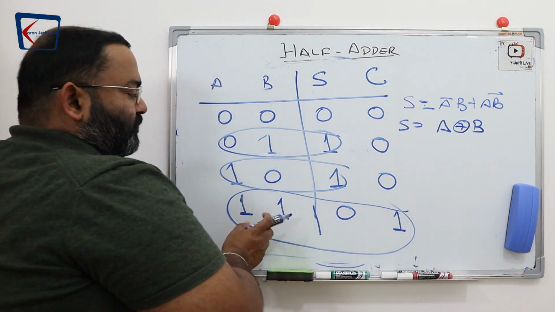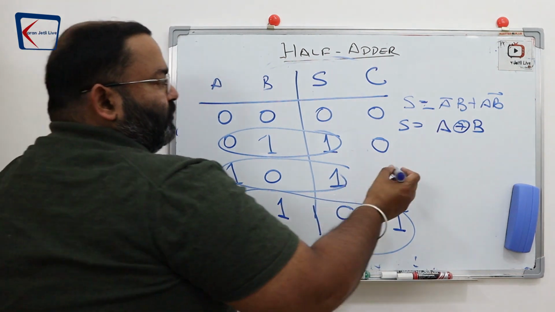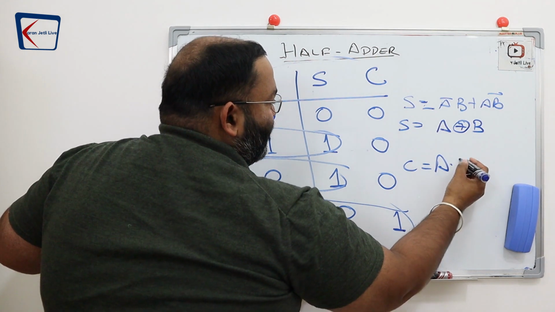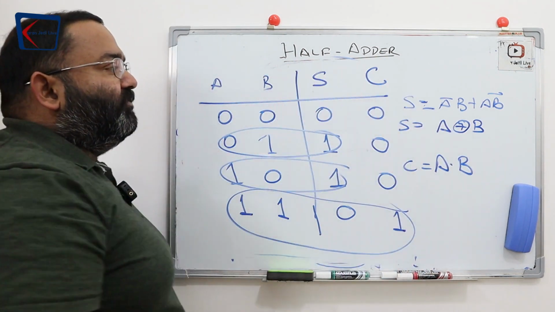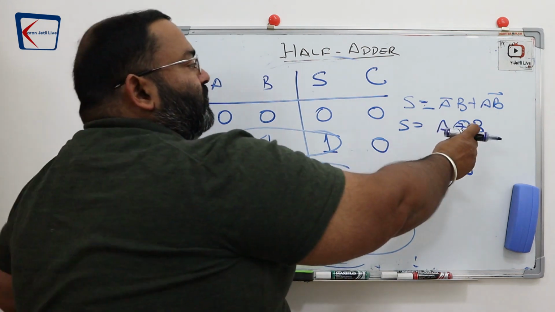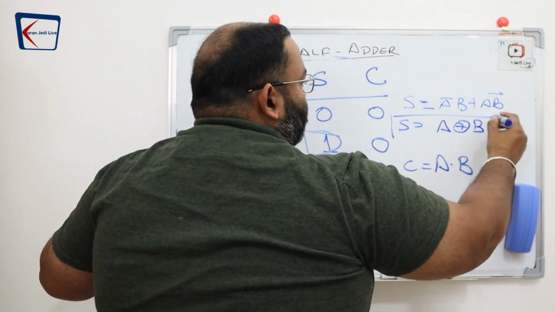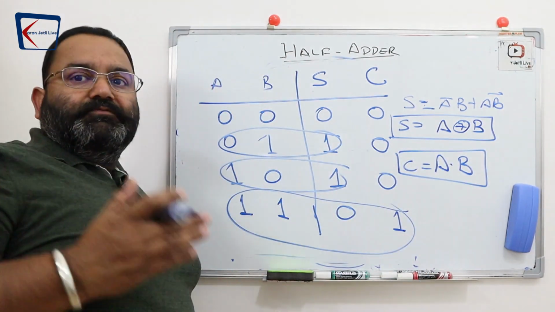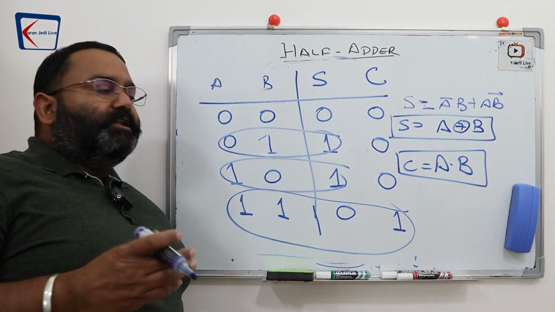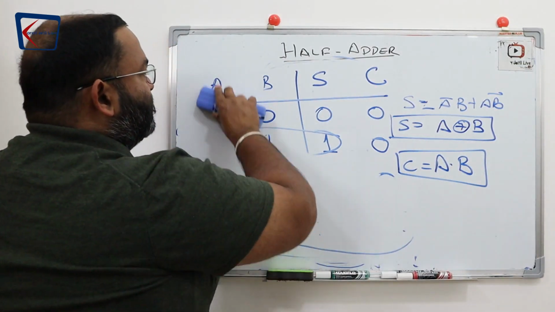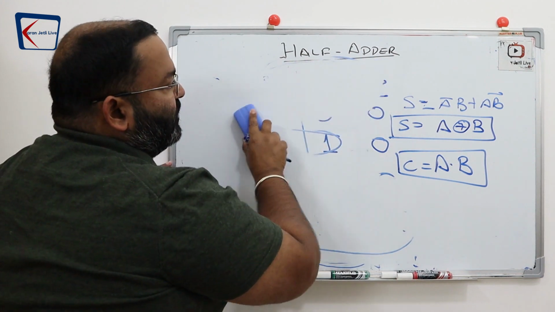So what is the Boolean equation for carry? Carry will be A and B. So this is our truth table. This is my Boolean equation for sum, and this is my Boolean equation for carry. So now guys, from these Boolean equations we can easily make the circuit for the half adder.